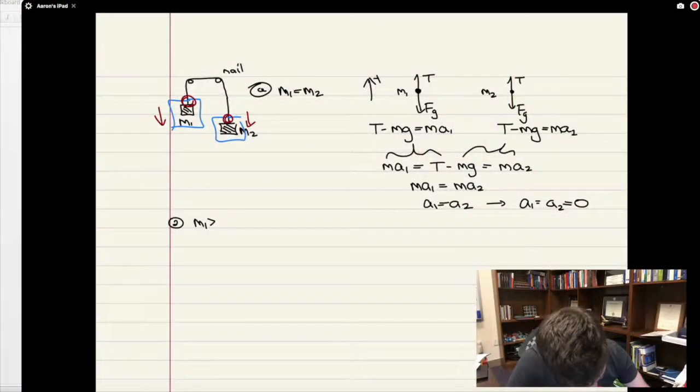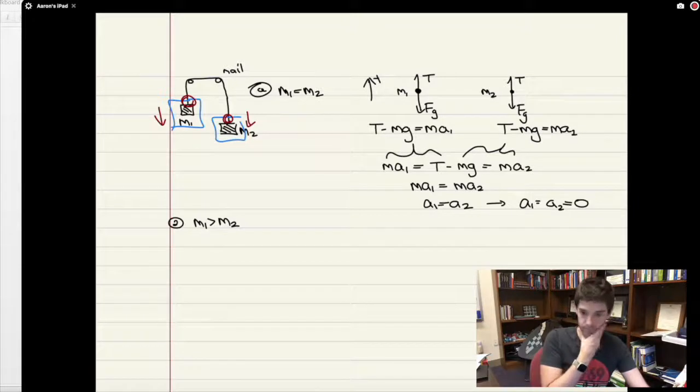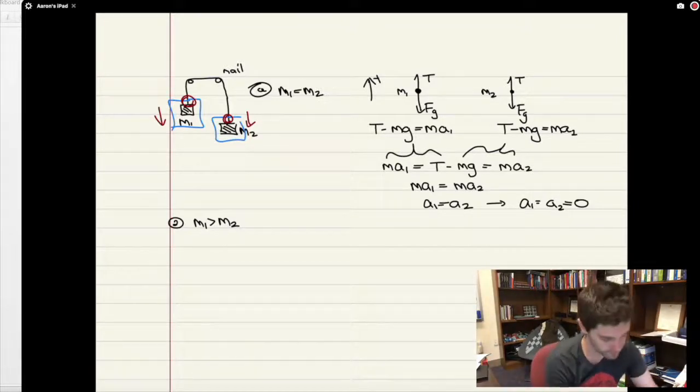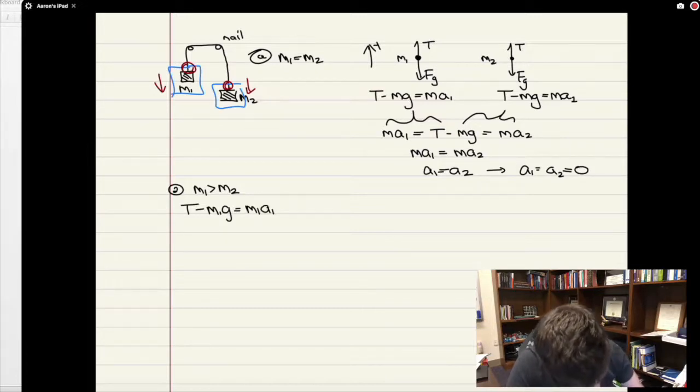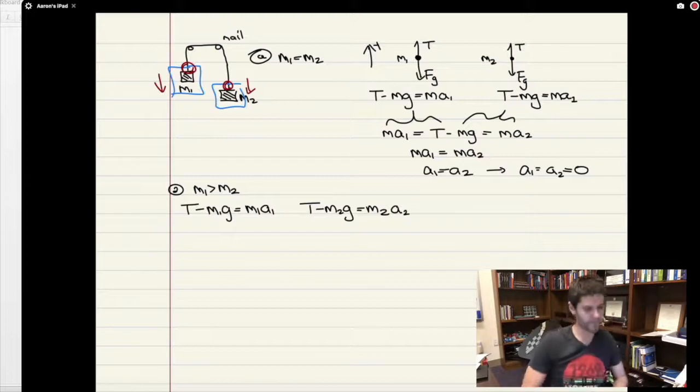You can ask, what if M1 is bigger than M2? In this case, the free body diagrams still look the same, but now I have to be careful about my symbols. So then these are Newton's laws written down for box 1 and box 2. But now their masses are different, and we have to think about what happens with the accelerations.